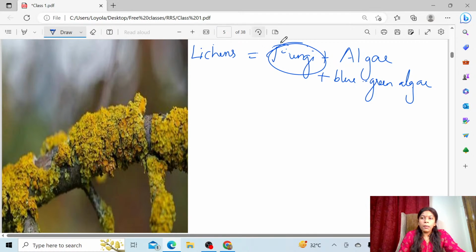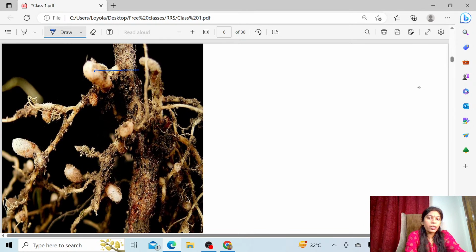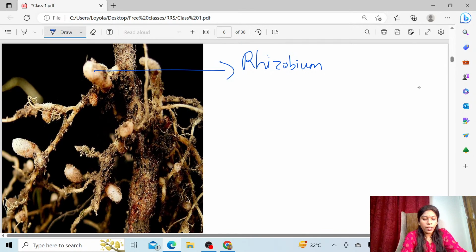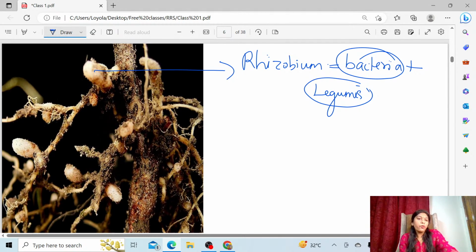Then the next example you can see here. Do you notice these nodules? This is an infection created by rhizobium. Rhizobium is one such association, where the soil bacteria enter into association with plants, especially legumes. The rhizobium will associate with leguminous plants. What happens? They go and infect the root, and in the root they form nodules.